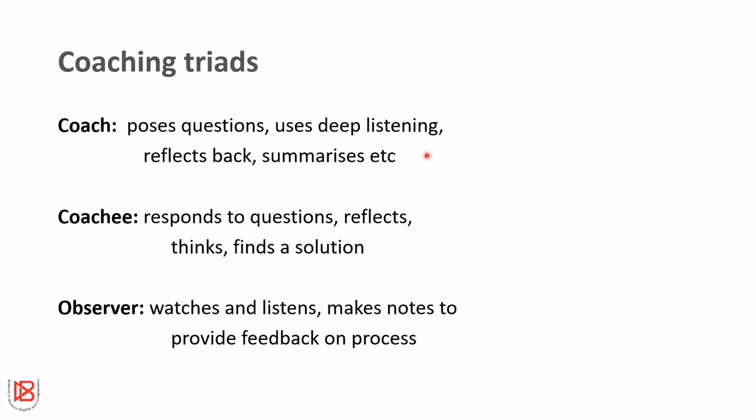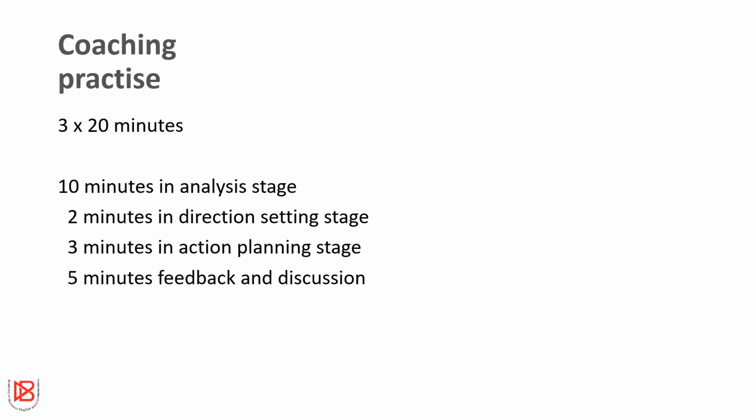So we need to understand the triads of coaching as in the first model. First is the coach, who poses questions and uses deep listening skills, reflecting back and summarizing as to what can be done. This is what the coach is supposed to do. Now, what is the coachee supposed to do? To respond to the question, reflect, think, find a solution. And the observer, as a third party in the process, is to watch, listen, make notes, and provide feedback on the process. Yes, that is what we are looking out for here.